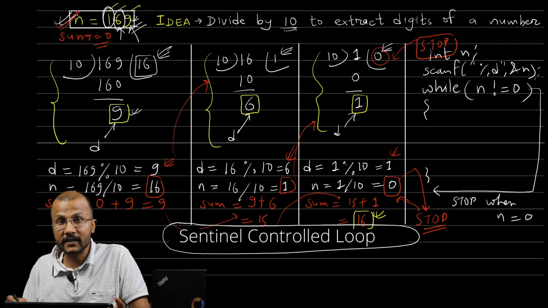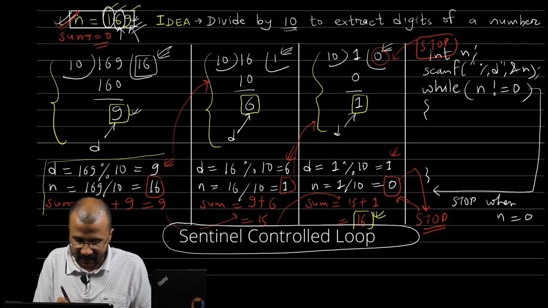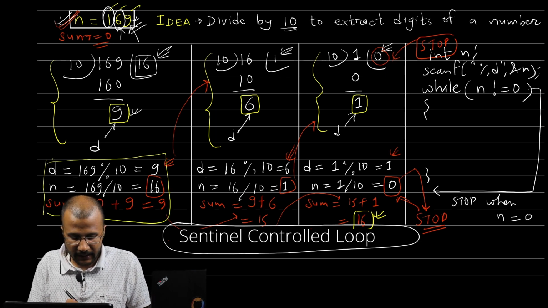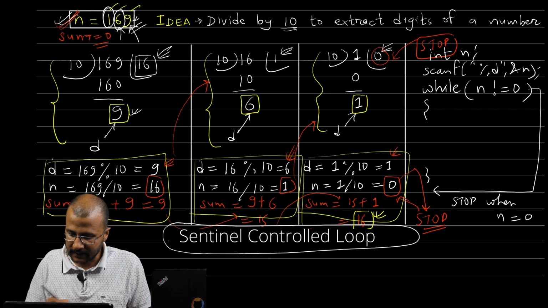Okay, if n is not 0, I'll have to repeat something. What am I repeating? If you see, I'm repeating these 3 statements, right? First finding d, getting the new value of n, and doing the sum. Okay, so this is what I'm repeating. These 3 statements are being repeated. Okay, so I'll just write these statements here.